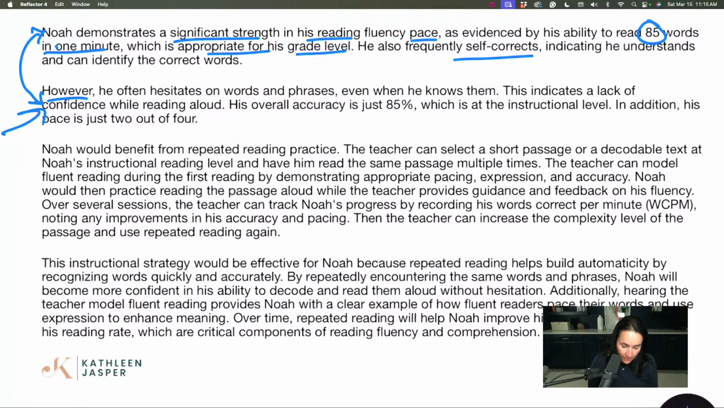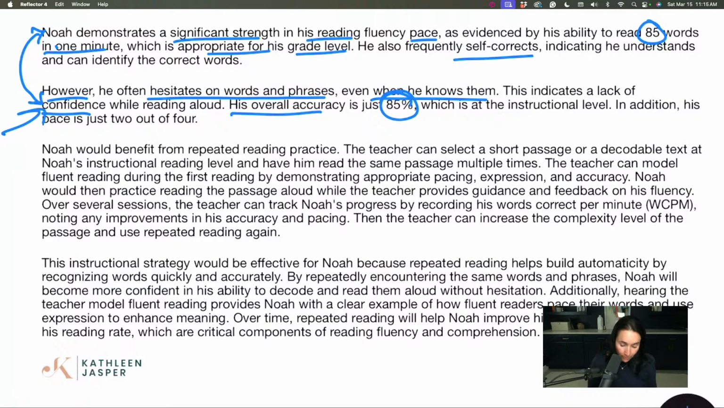However, and here comes the need, he often hesitates on words and phrases, even when he knows them. This indicates lack of confidence while reading aloud. His overall accuracy is just 85%. That's the need.